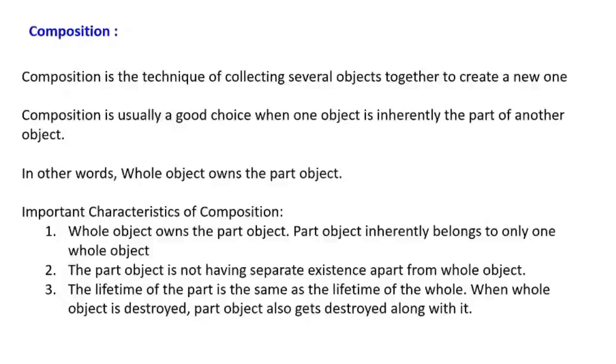Important characteristics of composition: the whole object owns the part objects. A part object inherently belongs to only one whole object. The part object does not have a separate existence apart from the whole object. Just like in the case of a human, the legs, hand, and heart don't have a separate existence outside of the human. They live when the human lives. They die when the human dies. The lifetime of the part object is the same as the lifetime of the whole object. When the whole object is destroyed, the part object also gets destroyed along with it.